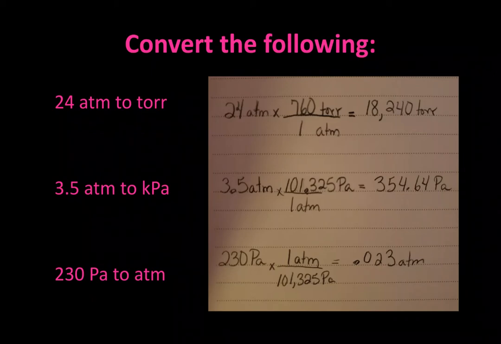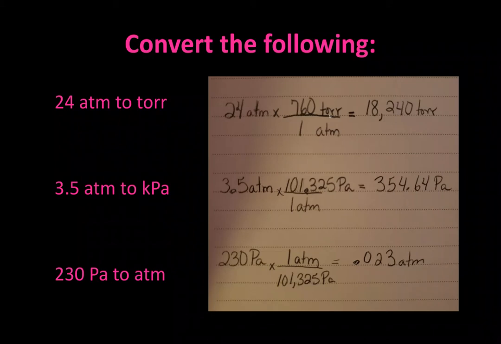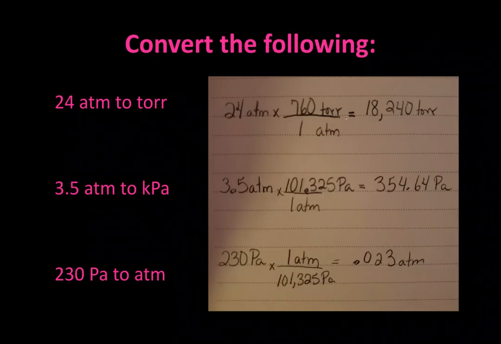So here we're going to look at converting some of these units. So the first one, if we have 24 atmospheres and we want to go to torr. So just like we've always done, whatever units you start with, those will go on the bottom. What we're going to go to goes on the top. And then we're going to come back to how the different units are equal. So this says 1 atmosphere is equal to 760 torr. So we put 1 with the atmosphere, 760 with the torr, and we multiply.